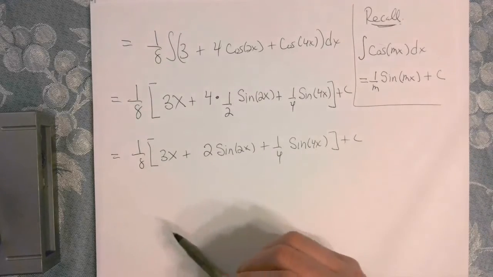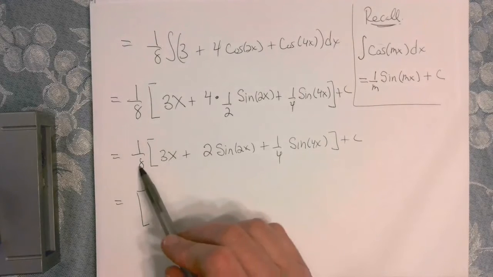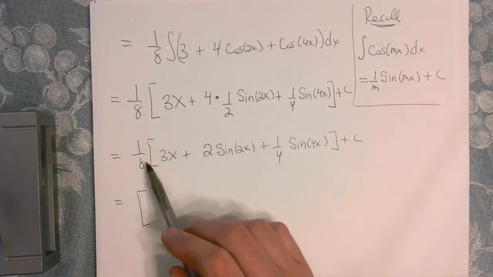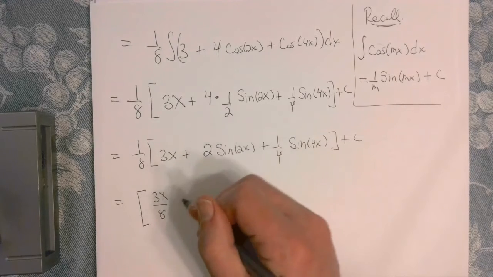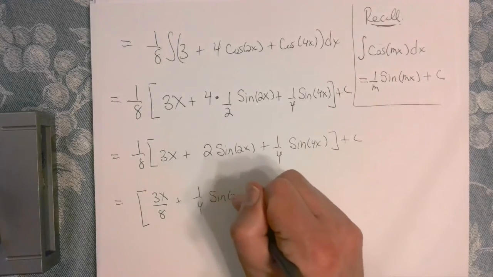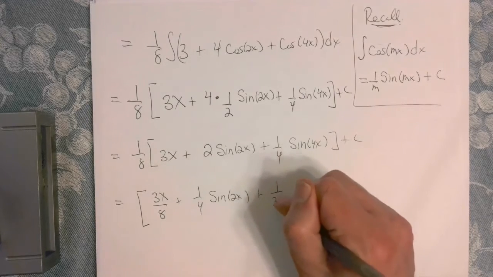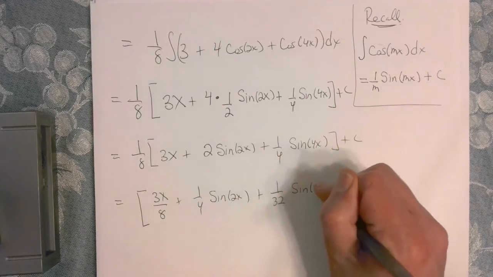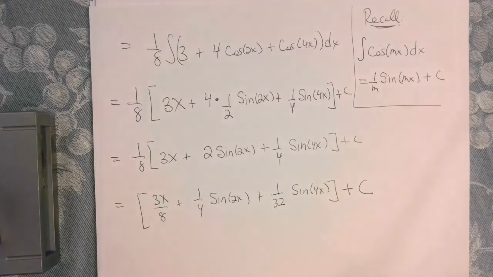You could leave it like this. I don't have a problem with that personally. I think maybe it's up to your instructor. And if your instructor prefers, you can distribute the 1/8. Some do. That's fine as well. So 2/8 is 1/4. So 1/8 times 1/4 is 1 over 32. And so we get the following. So a little bit of a journey on that one, but we arrived safely home.